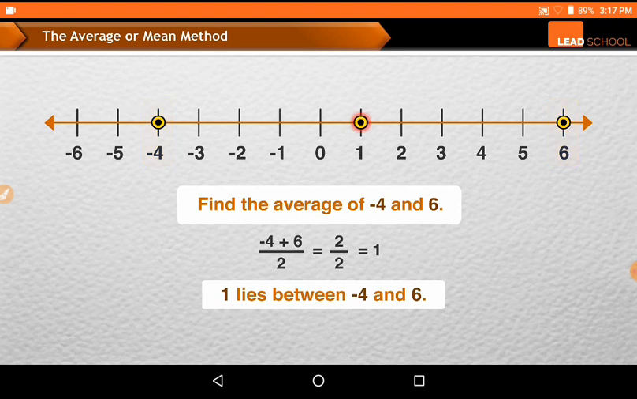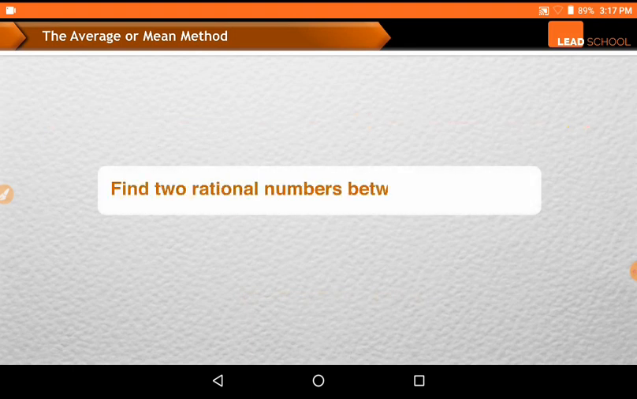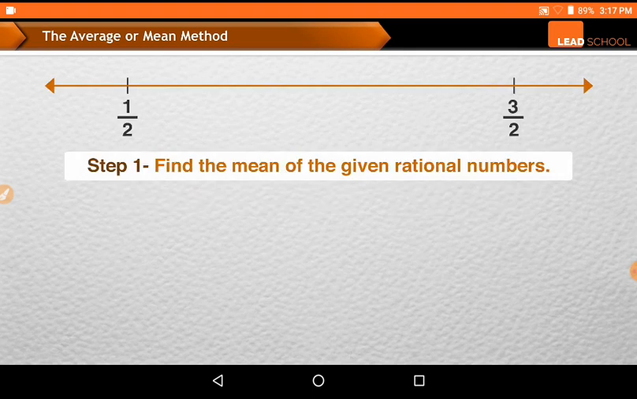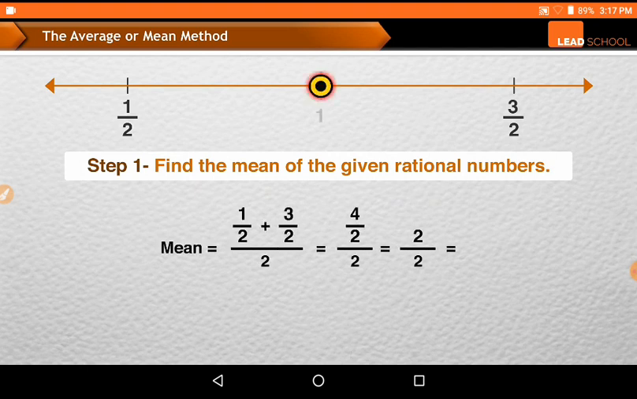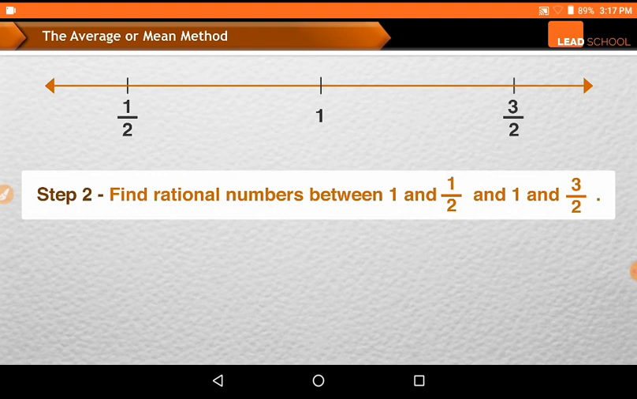We can use a similar approach while finding rational numbers between two rational numbers. Let's use the average mean method to find rational numbers between 1/2 and 3/2. We start with finding the mean of the given rational numbers. Here, the mean is 1. This is how we get our first rational number. We can find the second rational number by finding the average of the answer from the previous step and any one of the original rational numbers.